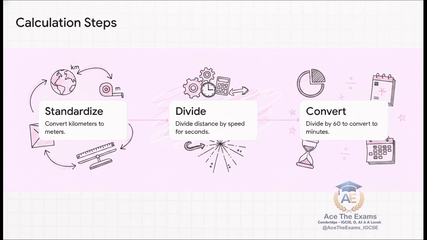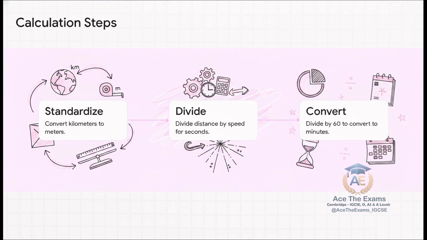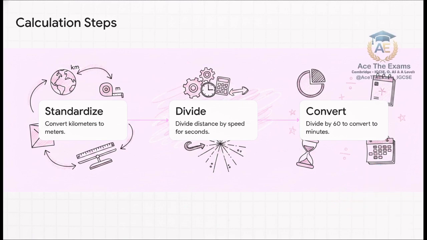Step 2. Divide distance by speed. We know distance over speed equals time. So that's 7.78 times 10 to the power of 11 divided by 3 times 10 to the power of 8. Using our index laws, we simply subtract the powers. This gives us roughly 2.593 times 10 to the power of 3 seconds, which is 2,593 seconds.